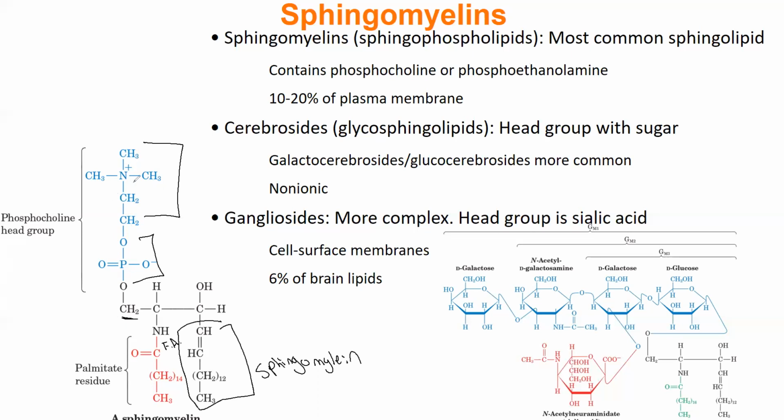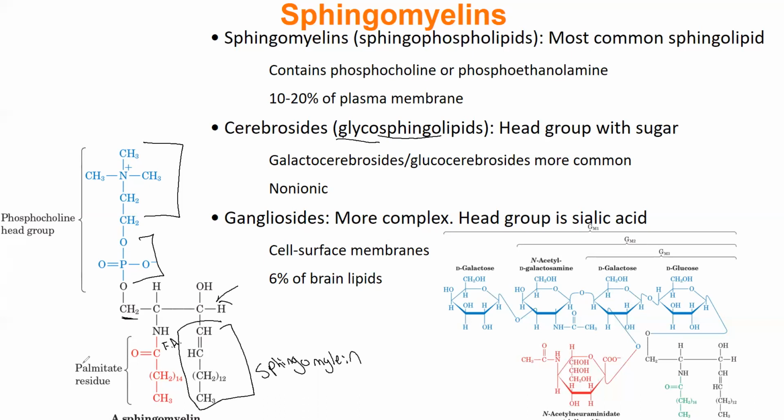If instead of this phosphate group, you have sugars, you call that a cerebroside or a glycosphingolipid. Again, let's break down this word. Glyco, when you see that, you should think sugar. Sphingo is the backbone, that black part. Lipid, fatty acid. So it's just a head group with a sugar.